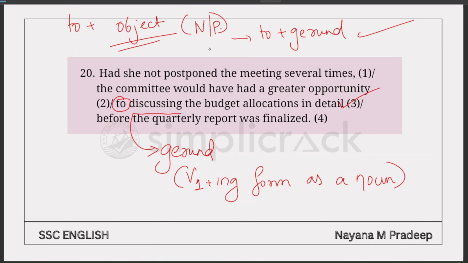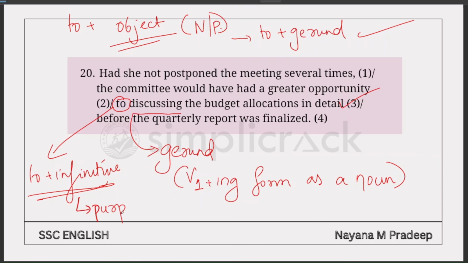It is grammatically correct. But here, the to is not that of a preposition. Here, the to is that of an infinitive. To plus infinitive structure. Here, to does not act as a preposition. Here, to acts as an infinitive. Why does it act as an infinitive? Because here you're talking about a purpose. When you're talking about a purpose, you have to use the infinitive form.